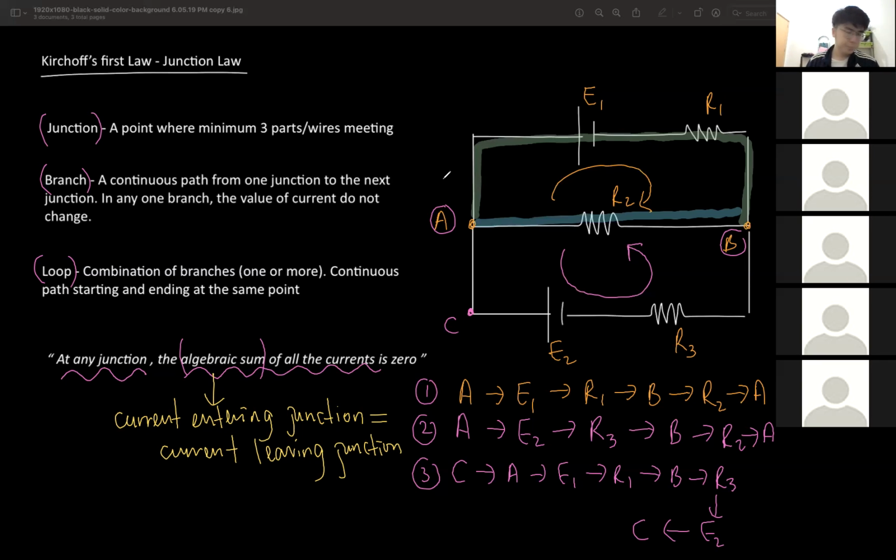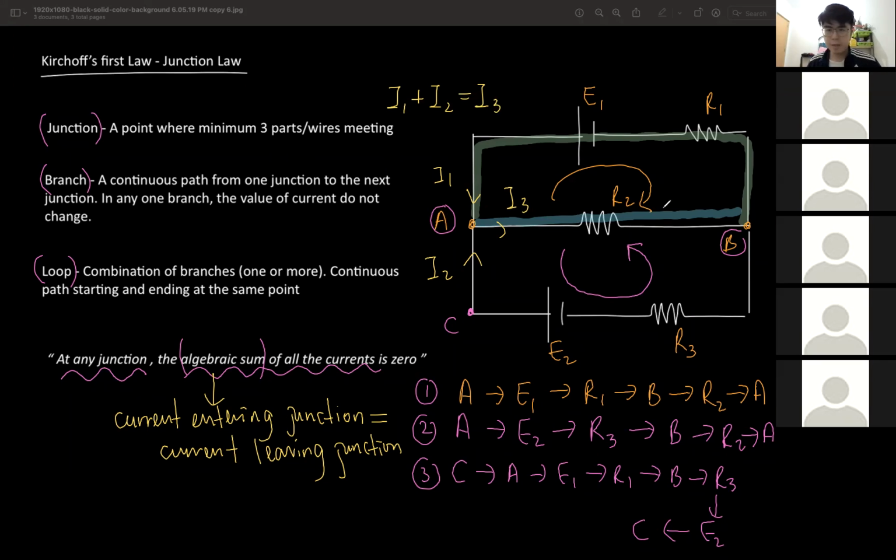So let's say here we have I1, I2, and I3. Applying Kirchhoff's first law at junction A, we can derive a very simple equation. I just write current entering. What current is entering this junction? You look for the current that is pointing towards the junction. So I1 and I2 are entering the junction. What is the current leaving the junction? That is I3. So I1 plus I2 equals I3. That's it.